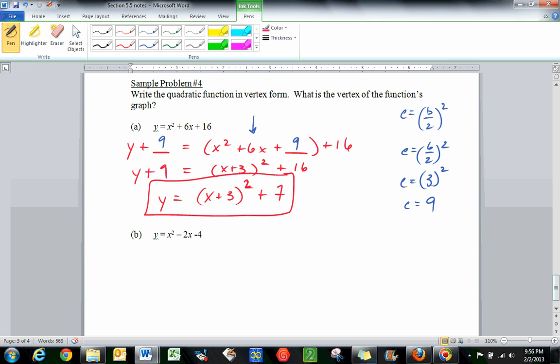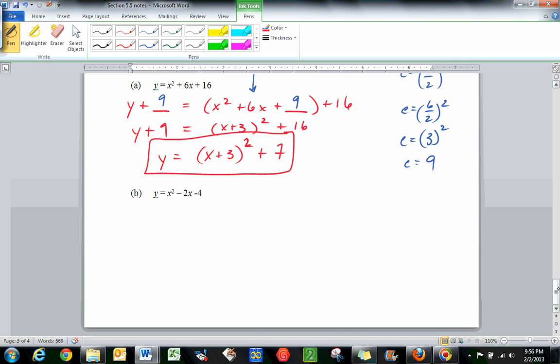Okay, so let's see that one more time in part B. This time in part B, again, I'm just going to kind of leave myself some space. The difference here being that we have a negative 2x instead of a positive value there, and then a negative 4. So I need to complete this square using the negative 2. And that's going to give me a positive 1 to add to both sides.